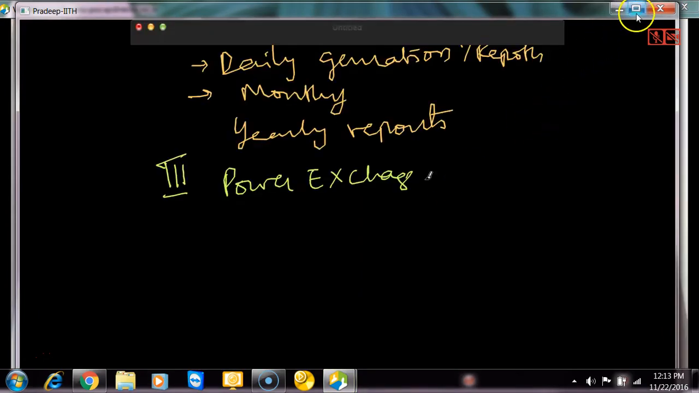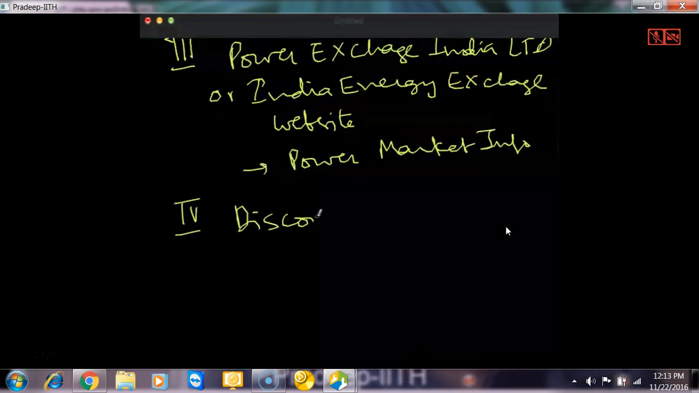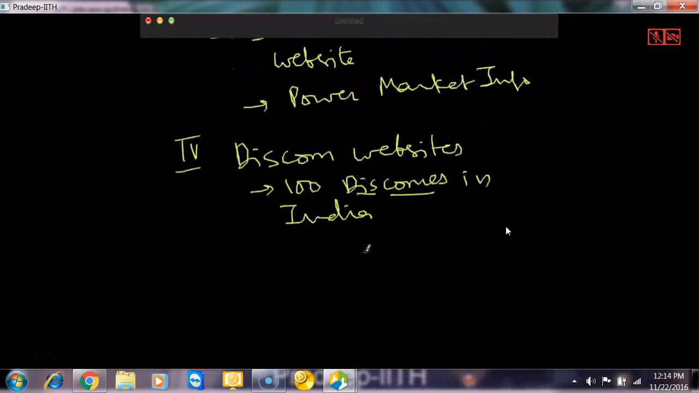Website. So here, there is a lot of data available. So you can also go for discom websites. So there are close to 100 discoms in India. Okay. So discom means distribution company. So these are the companies which are distributing the power. So again, you can get some things.